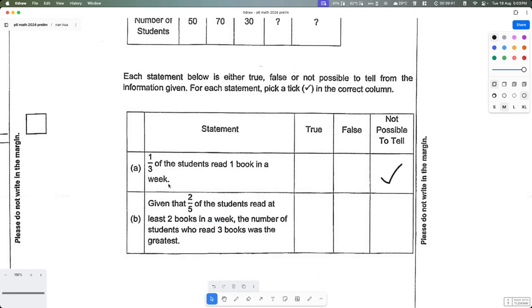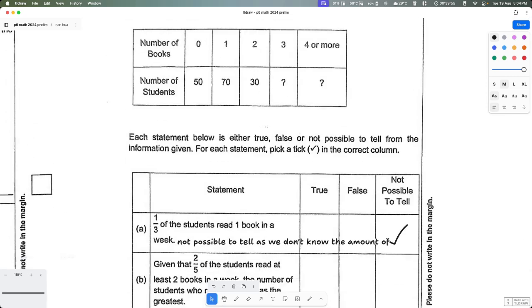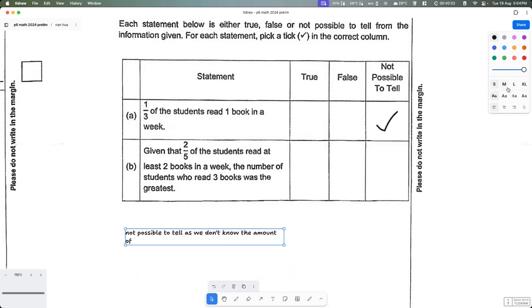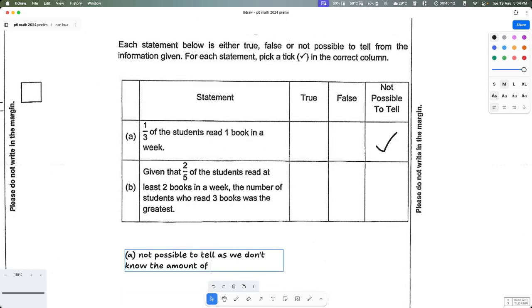So can I write notes? Yeah, here. Not possible to tell as we don't know the amount of 3 or 4 or more. Let me make this all. Oh, I can put it here actually. So for A over here, I can put like this: not possible to tell as we don't know the amount of 3, 4 or more.